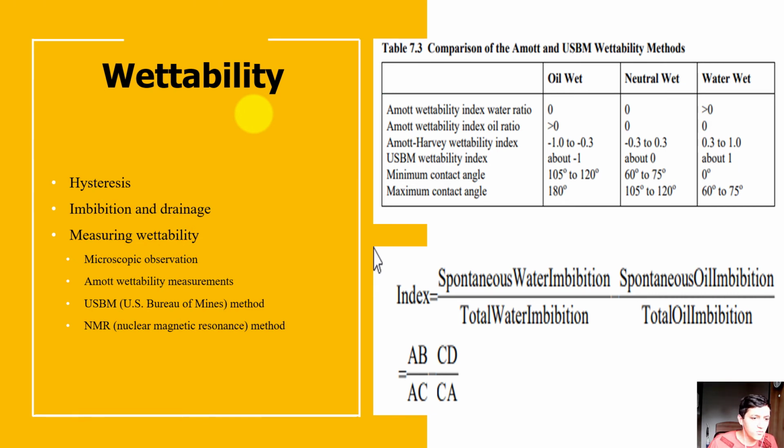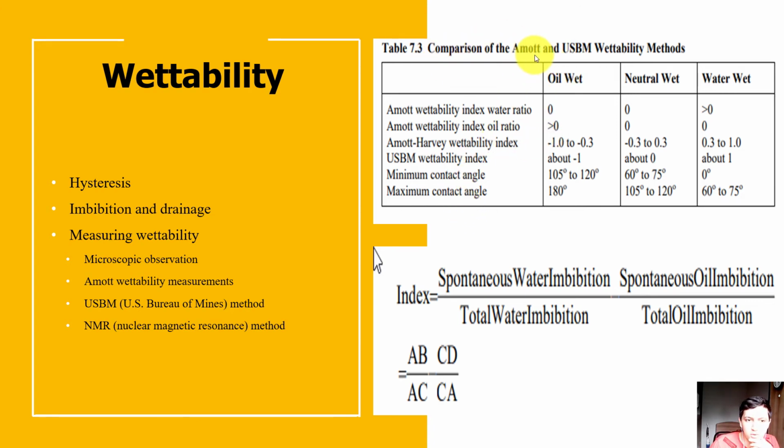So as for wettability, what are the parts of wettability? We can say hysteresis, imbibition and drainage, and measuring wettability. As for measuring wettability, there are a few ways. One of them is microscopic observation, Amott wettability measurement, USBM, which is the US Bureau of Mines method, and the last one is the nuclear magnetic resonance method, which is not generally used that much.